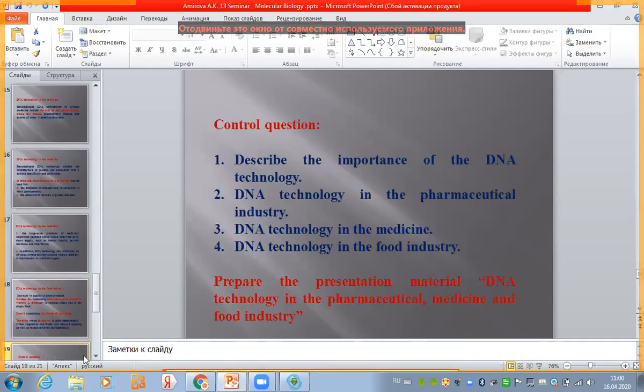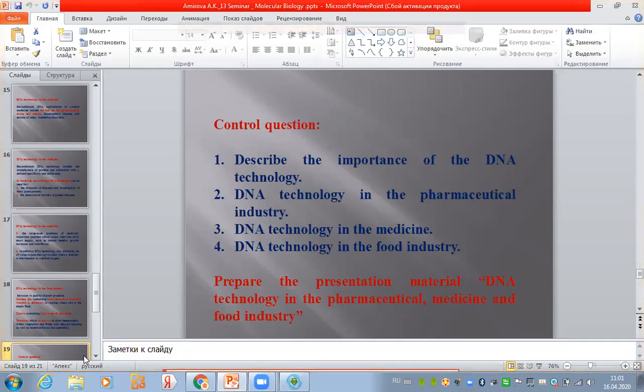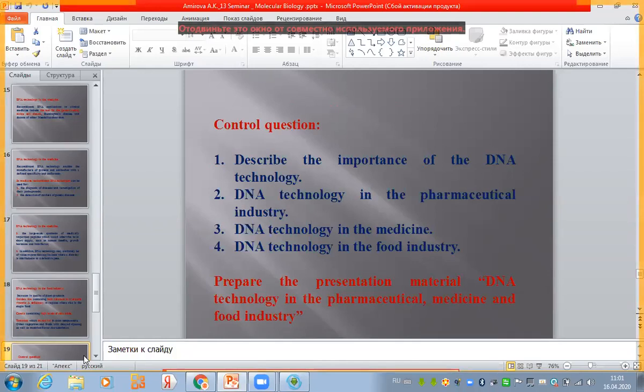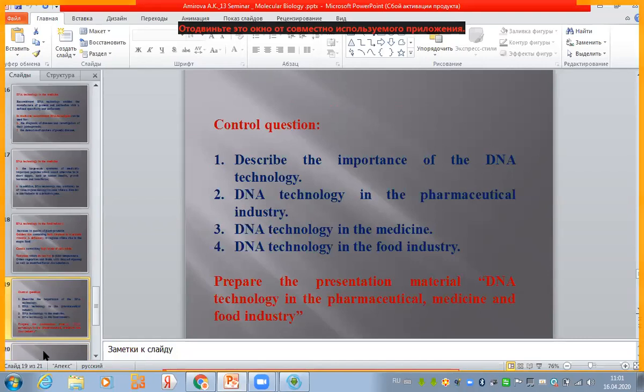Control questions: describe the importance of DNA technology in the pharmaceutical industry, DNA technology in medicine, and DNA technology in the food industry. Answer this question in the next lecture. Prepare the presentation material on DNA technology in the pharmaceutical, medicine, and food industry, and send it to me by the university system.